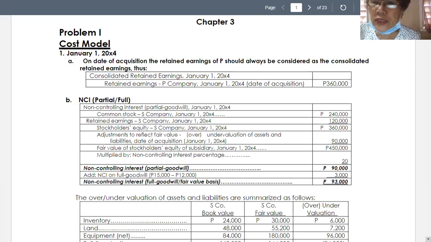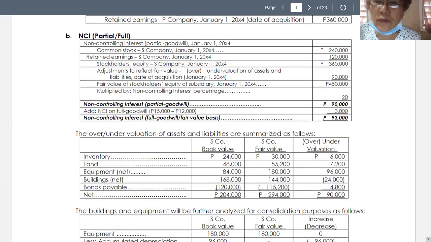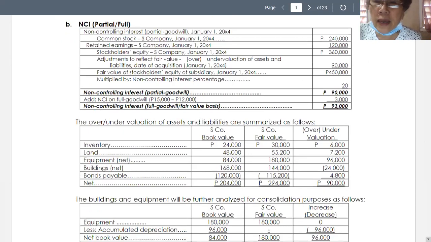Now for the supporting computations of 90,000, I have already given this to you yesterday, but anyway, you can again use this. The fair value in the books of S now is 294,000, I mean the fair value of the assets and the liabilities of S as compared to the book value of 204,000. So the difference of 90,000 is actually an undervaluation.